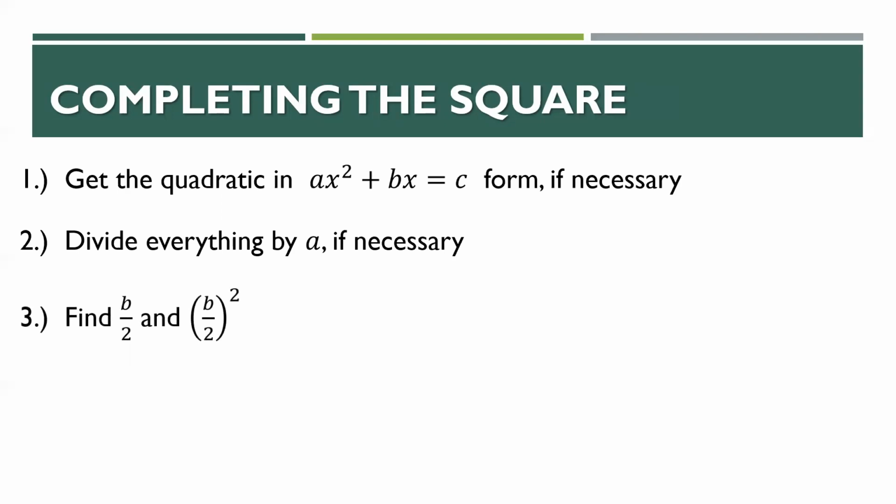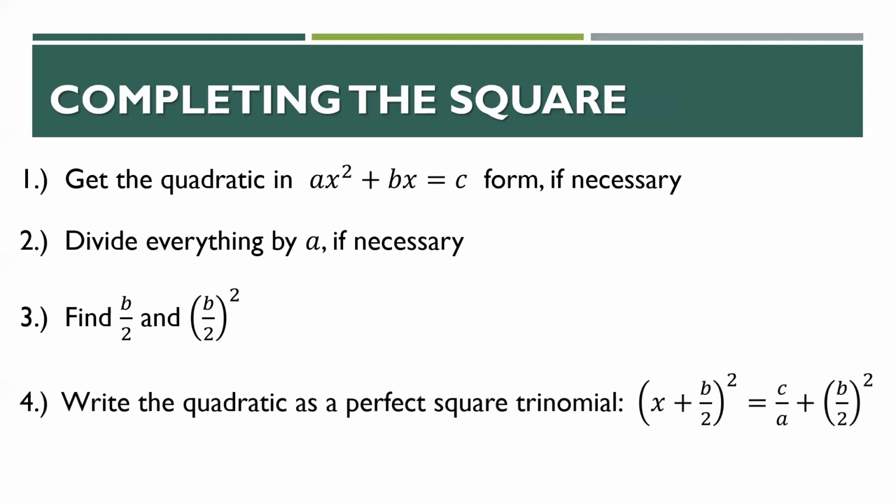After this, we are going to figure out what our b value is, so the coefficient on x, and we're going to find both half of our b value and then whatever half of b is, that value squared. We're going to use those two numbers to write this in our perfect square trinomial format. So here's what it's going to look like. On the left will be our perfect square trinomial, and then on the right-hand side, we'll just end up having a number over there. You will see through some examples what that's going to look like on the right-hand side.